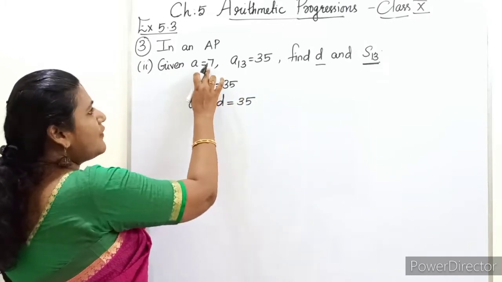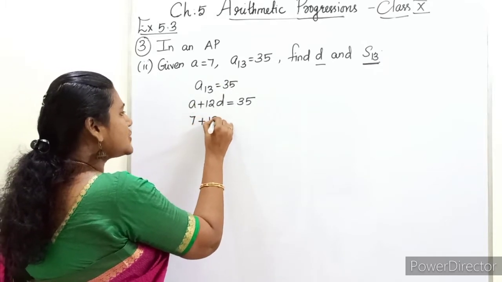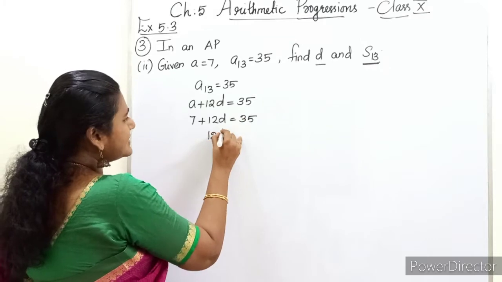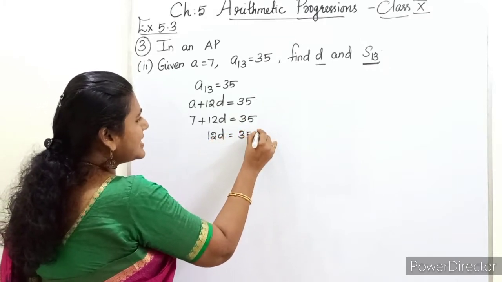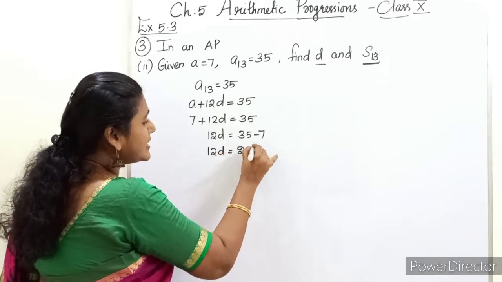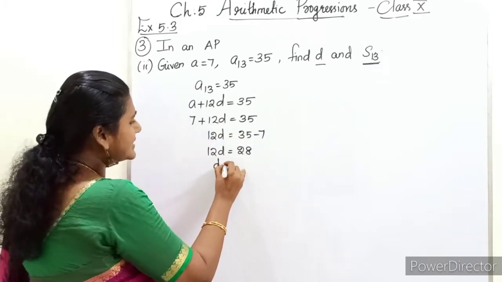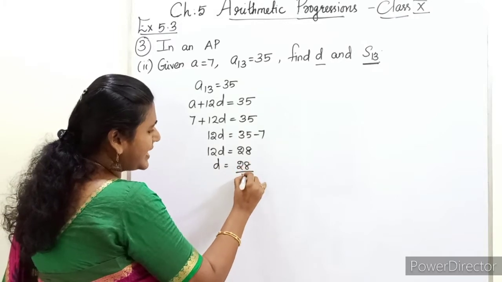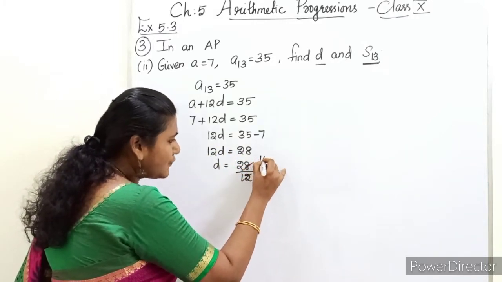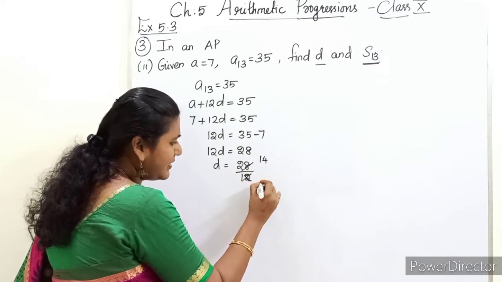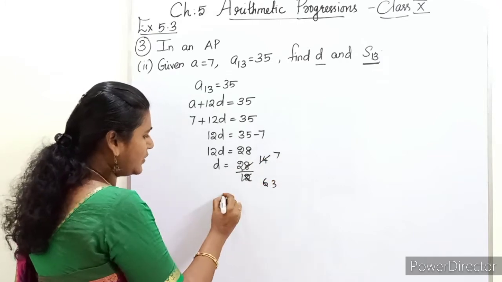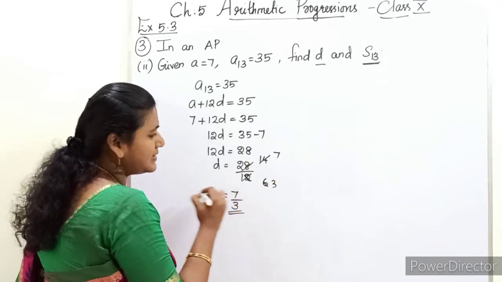Here the value of A is given. So 7 plus 12D is equal to 35. So 12D is equal to 35 minus 7. When you simplify, 12D is equal to 28. So D is equal to 28 by 12. When you simplify, by the 2 table we can cancel. So 14 by 6. Again we can simplify, so 7 by 3. So the value of D is 7 by 3.